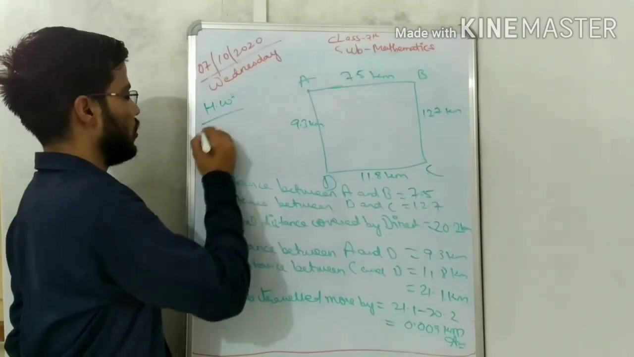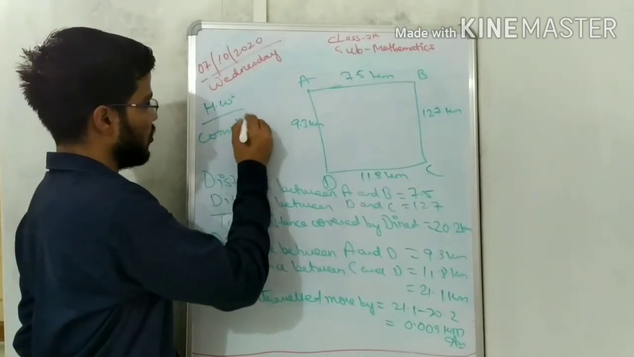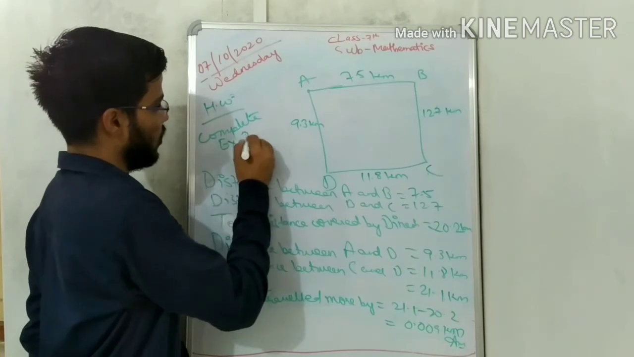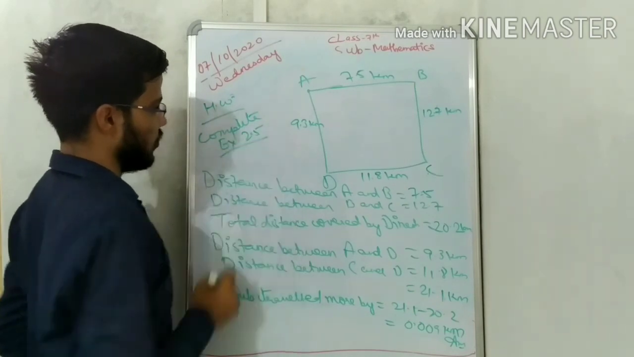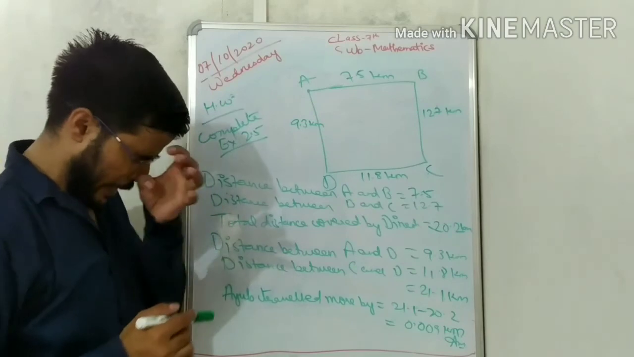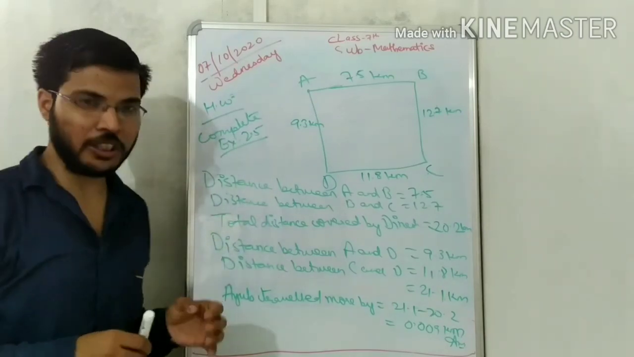Now we will move to the last question, that is the conversion, which you can do by yourself. You have to simply subtract in it. So in this way you have to complete exercise 2.5.